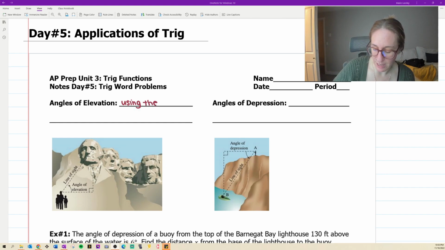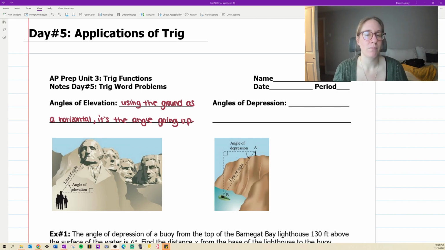All right, so our angle of elevation uses the ground as the horizontal. It's the angle going up. All right, so that is your angle of elevation.